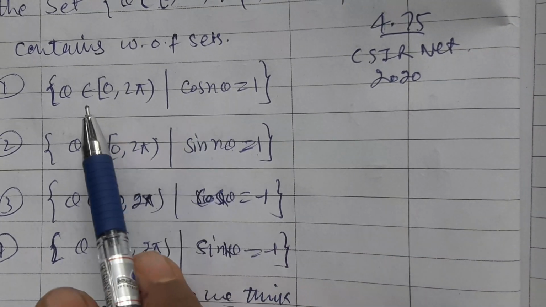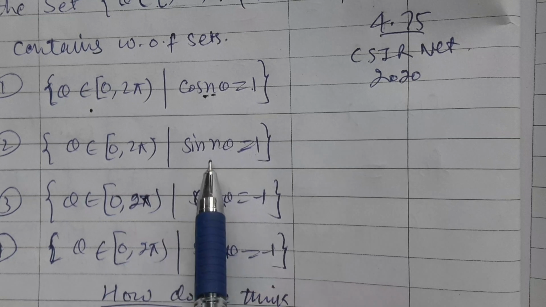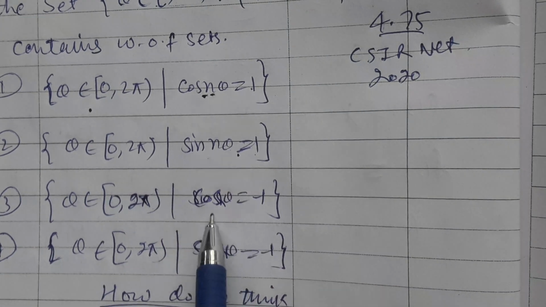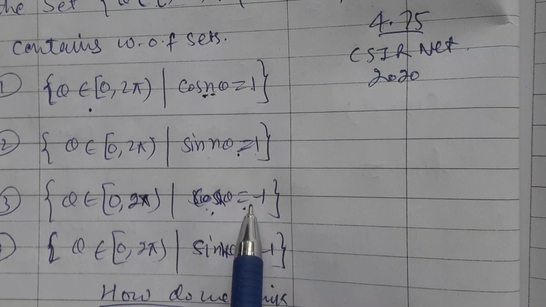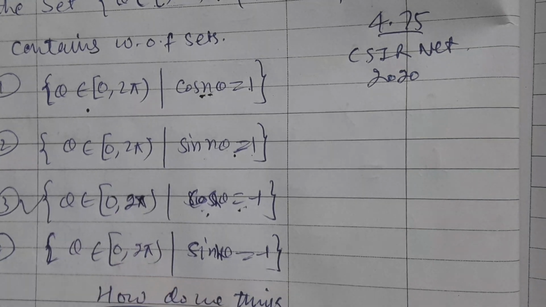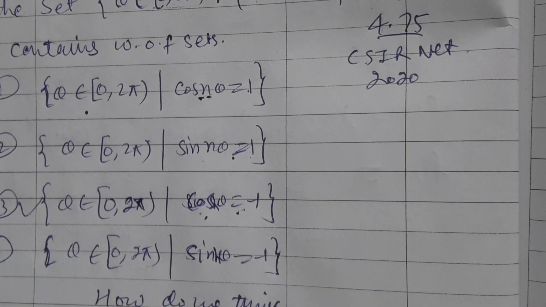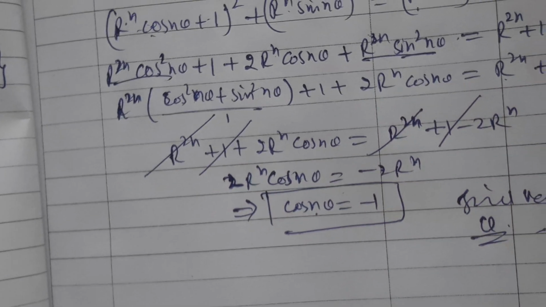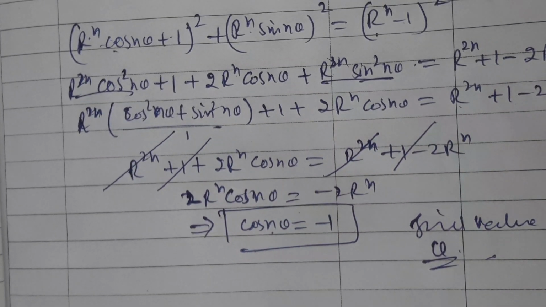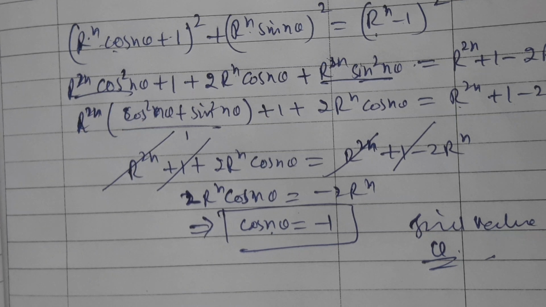Option first says that cos n theta equals 1, second says sin theta, but what do I get? Cos n theta equals minus 1. So option third is correct and all other options are wrong. Only option third is going to be true. This is the way to solve the problem. This was asked in the CSIR NET November 2020 exam, for 4.75 marks.